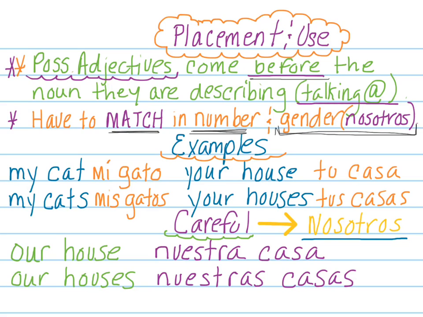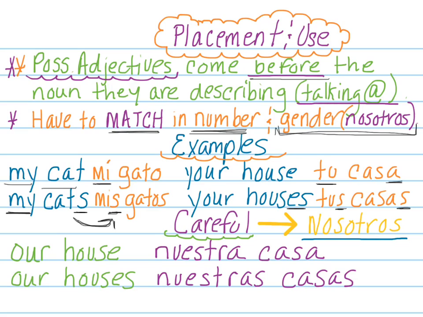Okay, so let's look at some examples. My cat is singular, so you're just going to go with mi gato. If I want to say my cats, which is plural, see with the S, then this has to be plural. The cats dictate that the possessive adjective has to be plural. Now look at another example. Your house, this is you, familiar, would be tu casa. If it was multiple houses, it would have to be tus casas.